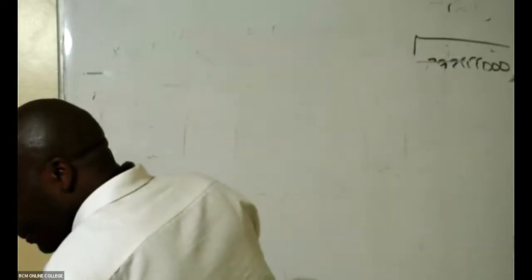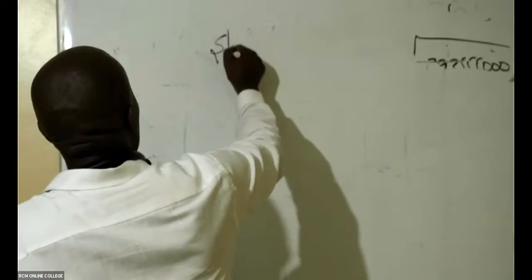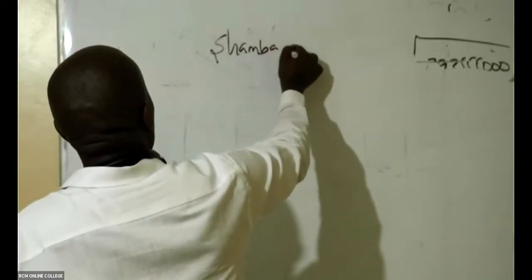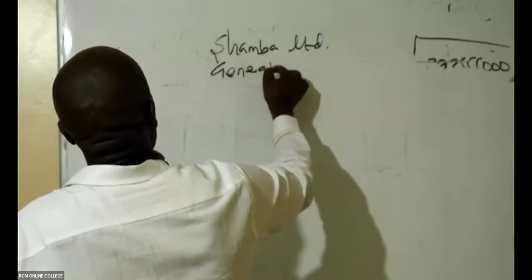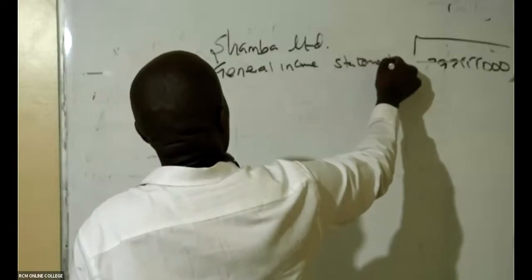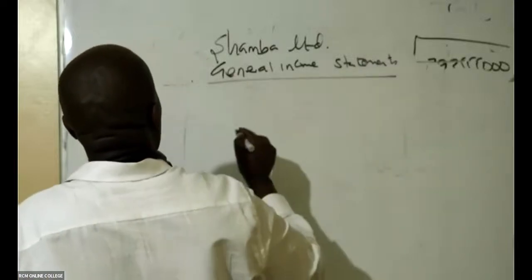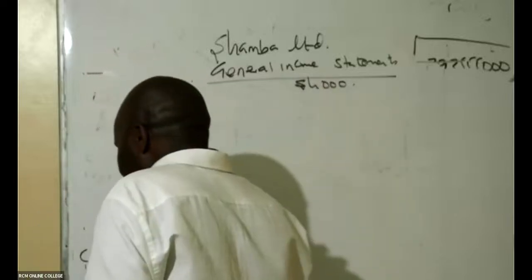So remember, you must start by writing the name of the company. It's called Shamba Limited. Now you talk of the general income statement. Remember, all our figures are in shillings, in thousands. So we start with our revenue.